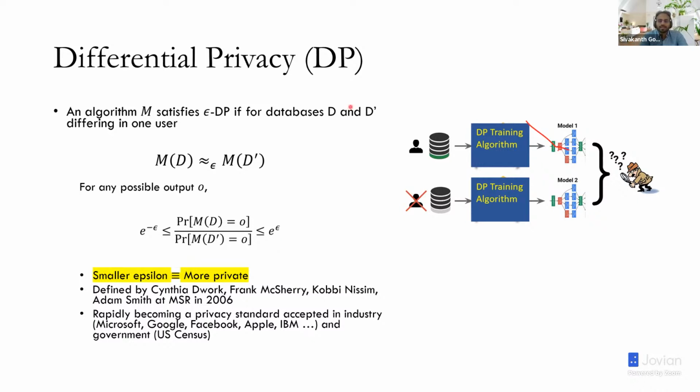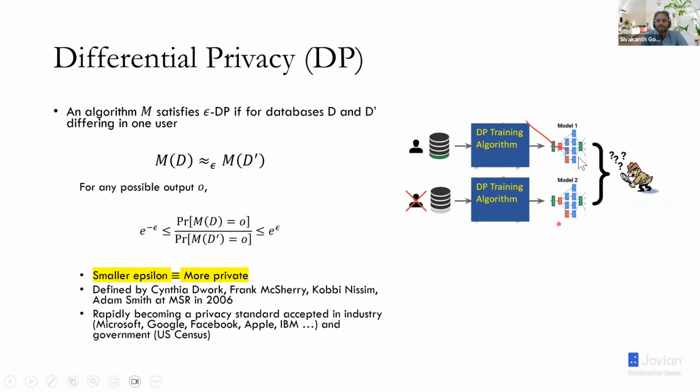We're saying that on adjacent databases, the algorithm outputs a very similar distribution of outputs. And obviously, the smaller the epsilon, the more private the algorithm is, which means that if epsilon is 0, it's perfectly private. It doesn't matter whether this user's input is there or not.